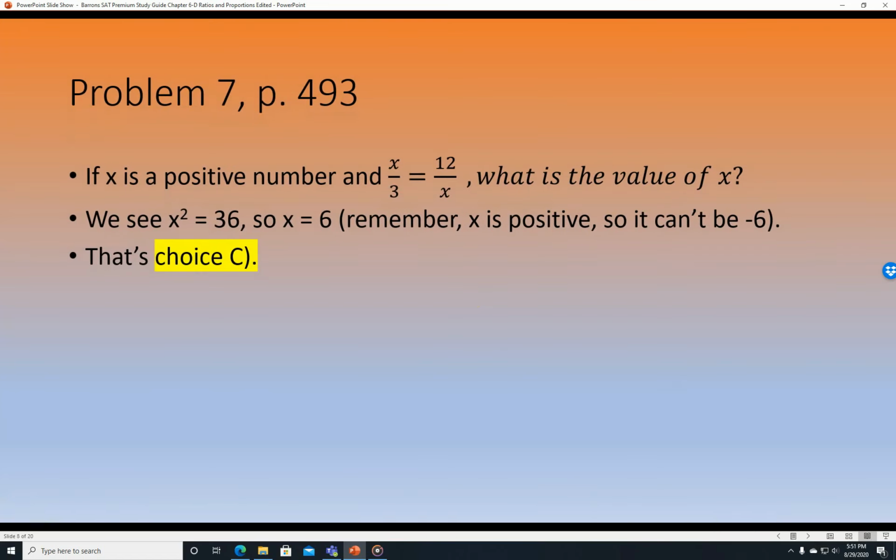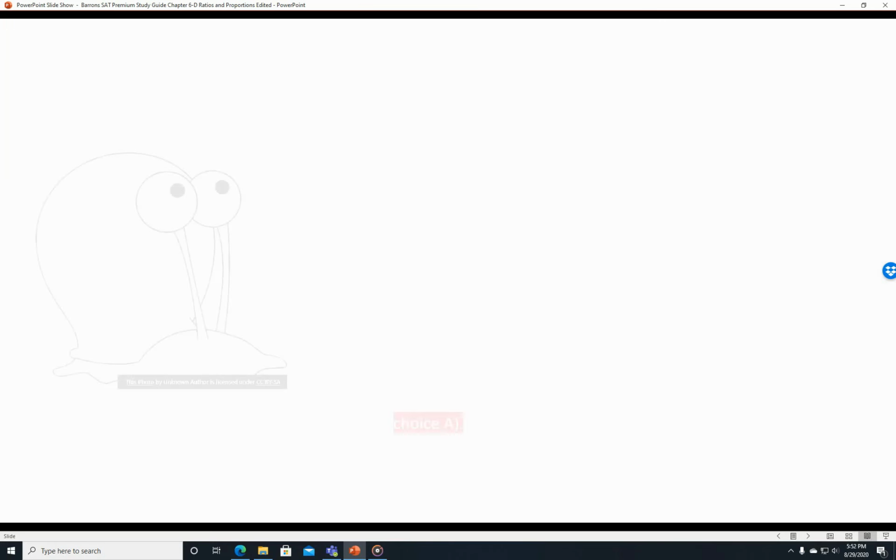Problem 7, page 493. If x is a positive number and x over 3 equals 12 over x, what's the value of x? All right, so the easiest way to do this is just to cross multiply. We see x over 3 equals 12 over x. We multiply the x's, we get x squared, multiply 3 times 12, we get 36. x squared equals 36. So x is equal to 6. Remember, they say x is positive, so it can't be negative 6. So that's choice C. Pretty easy, right?